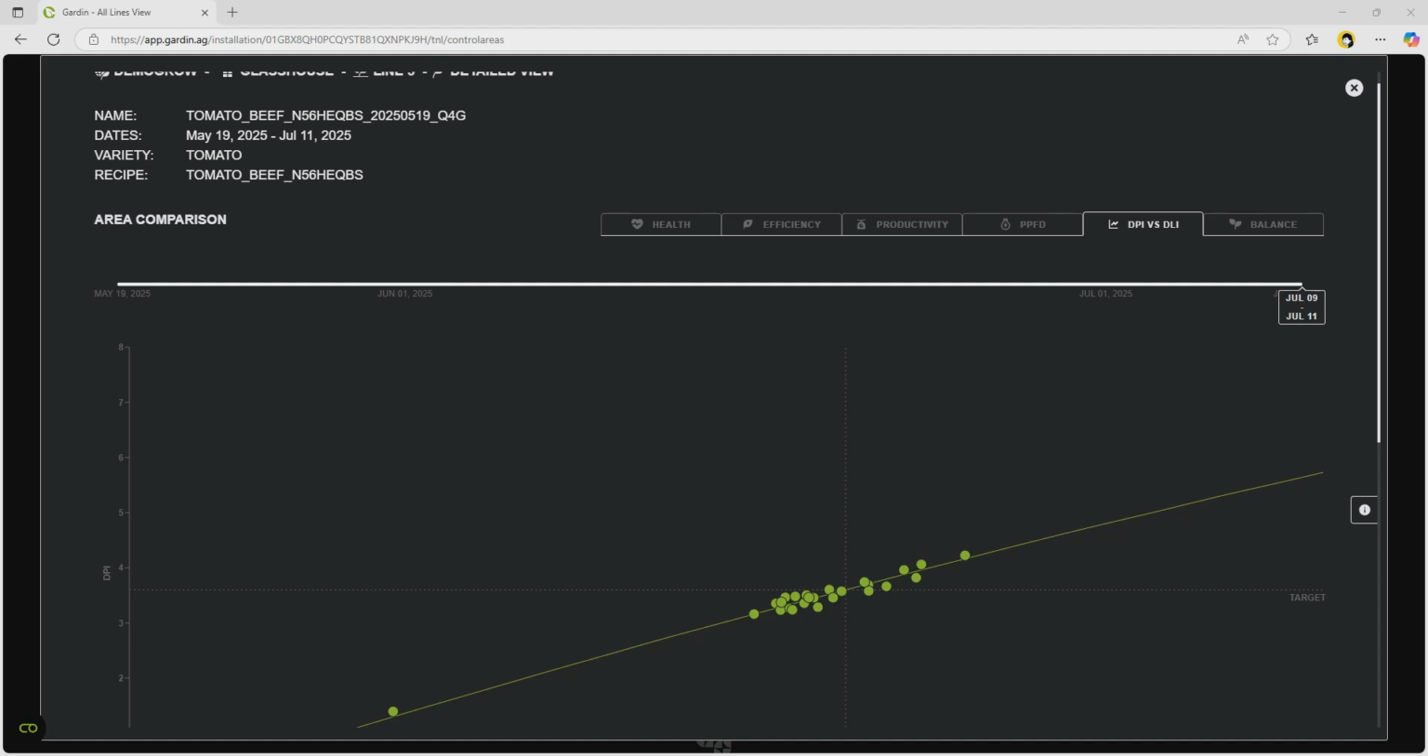A flatter slope might indicate stress, light saturation, or inefficiencies. Your goal is to maximize DPI without overloading the plant with light. Use this chart to spot underperforming zones and adjust light or climate conditions accordingly. Ultimately, this view helps you balance cost and performance, making sure your energy inputs are delivering maximum growth return.